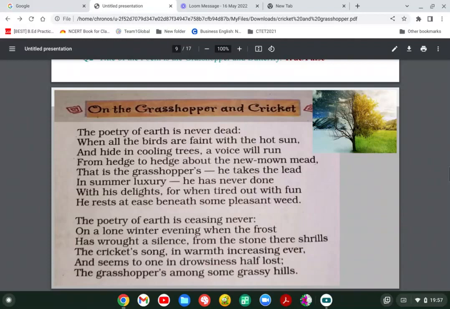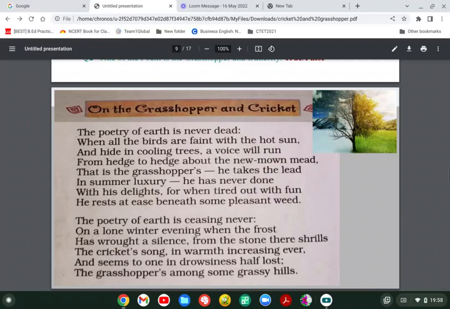Right, there's personification. The voice will run. Very good. Many times this particular device has been used. Right, wrought a silence. Very good. Yes, the poetry of earth is never dead. Right, very good. And is there any other device that has been used? Yes, there is repetition. The poetry of earth has been repeated. The word the has been repeated again and again.